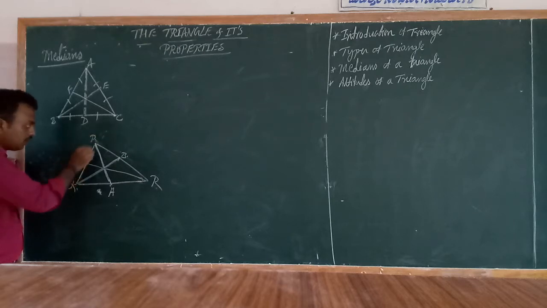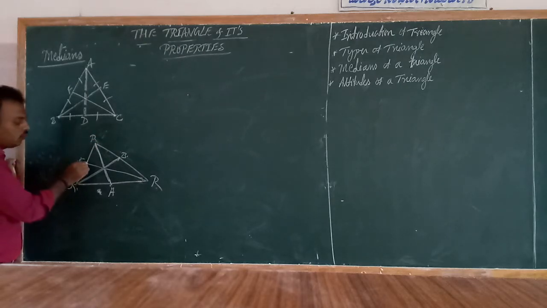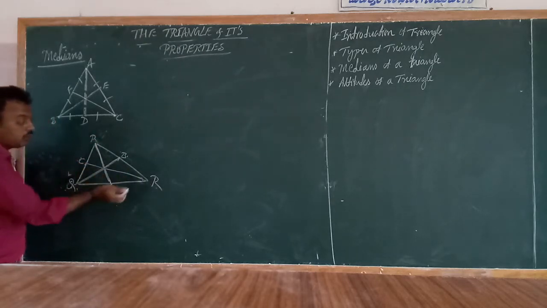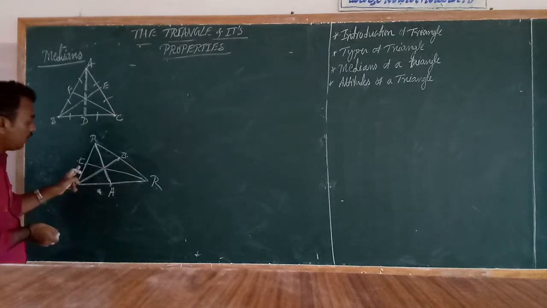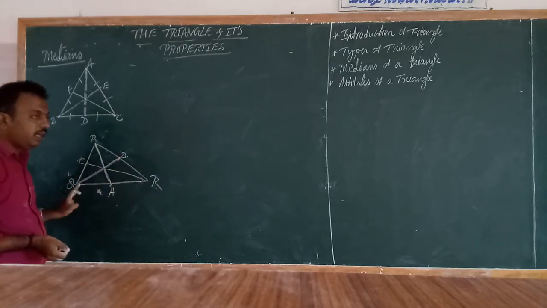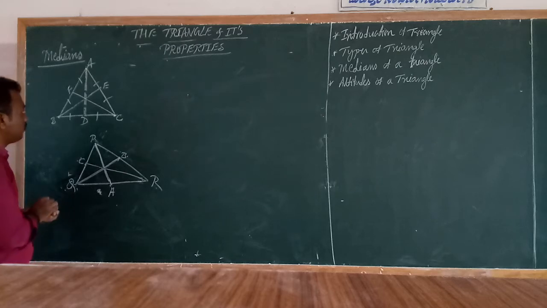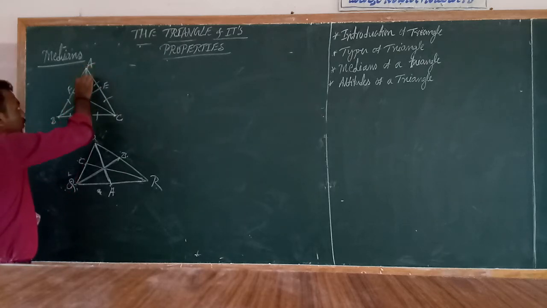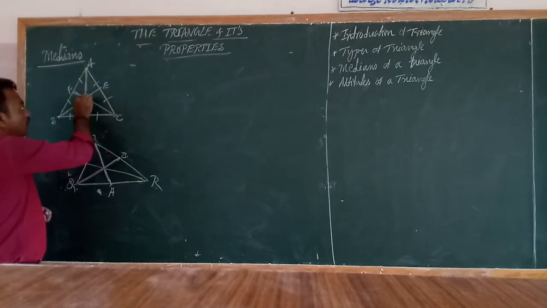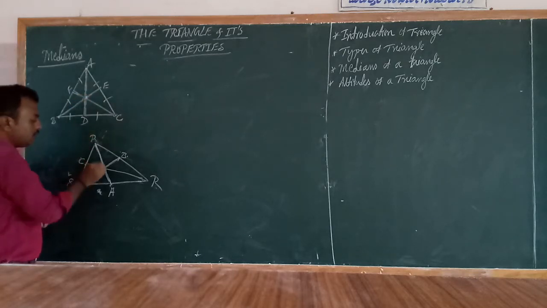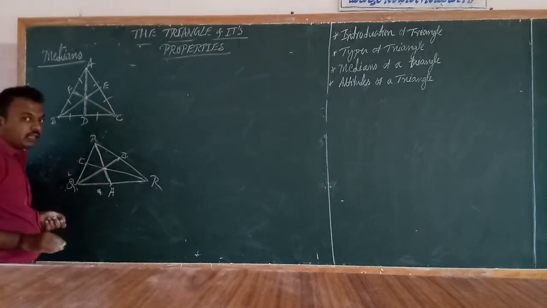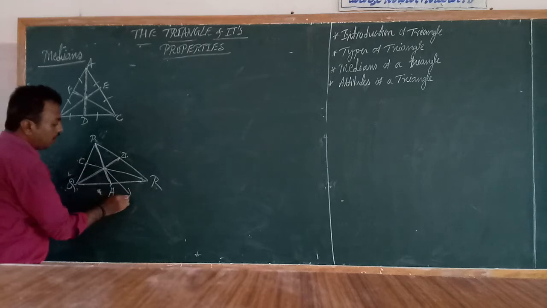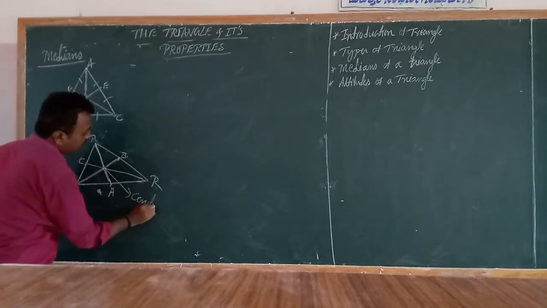Okay, C is the midpoint of PQ. We have to join the midpoint to the opposite vertex. Then the line segment is called a median of a triangle. See students, all these medians intersect at one point. Is it right? All the medians intersect at one point. That point is called the centroid.